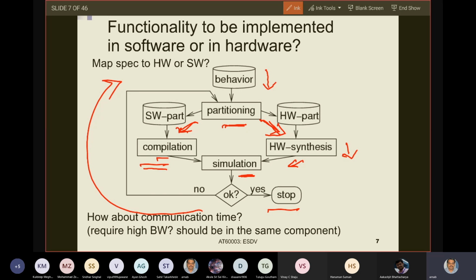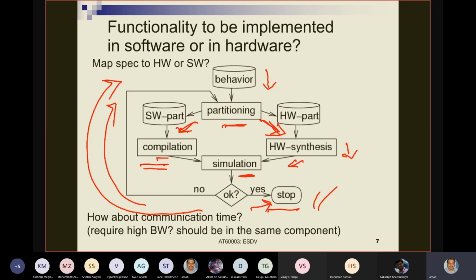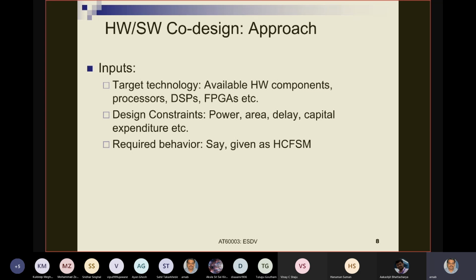That means some of the tasks which you thought should be implemented in software are performance hungry, and therefore you cannot meet the end design goals of the system if you implement those tasks in software. So now you have to find out which of these tasks should be implemented in hardware, and then go back and do a resimulation. This process is going to repeat until you have a satisfactory design, where you will stop. So this is what hardware software co-design is. Now how does the approach go about?